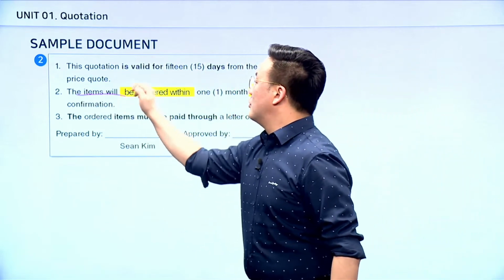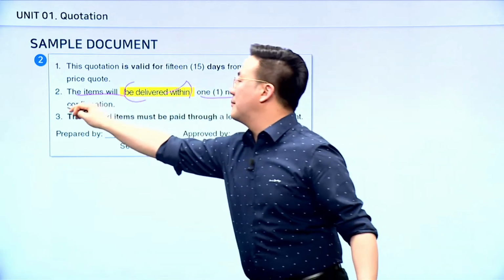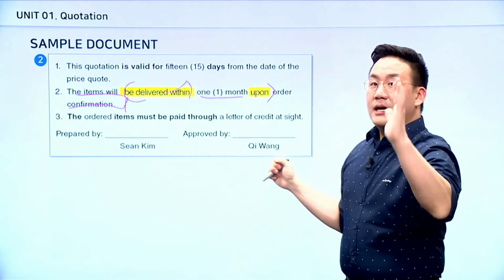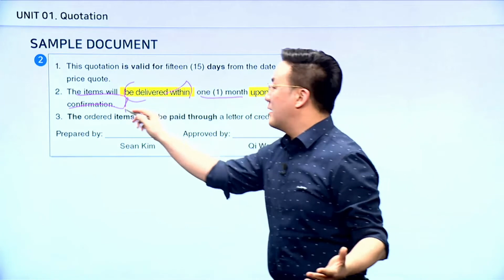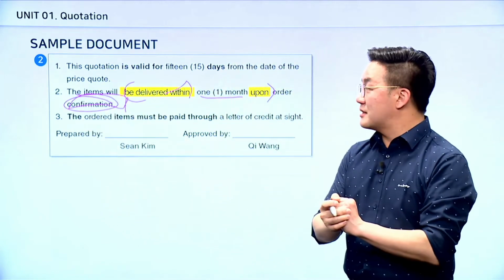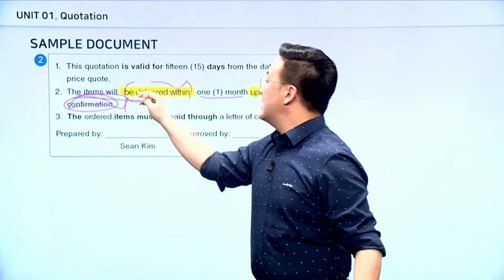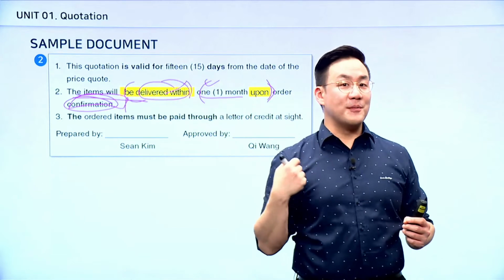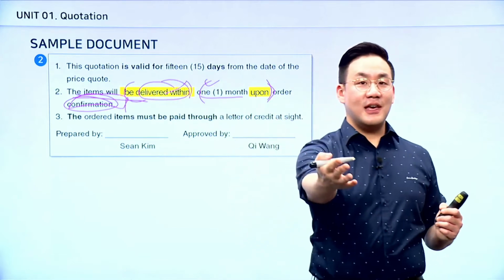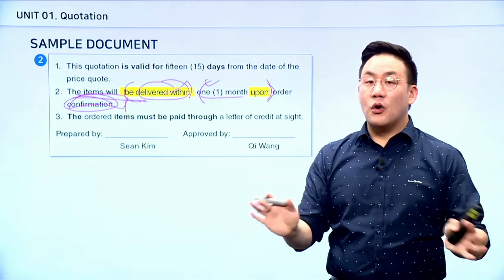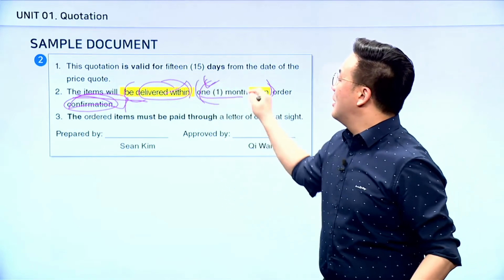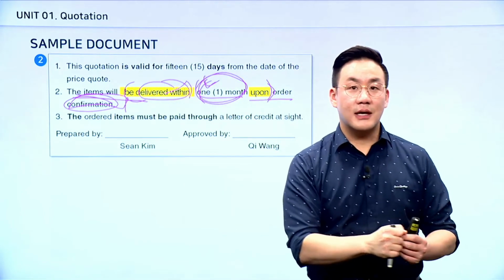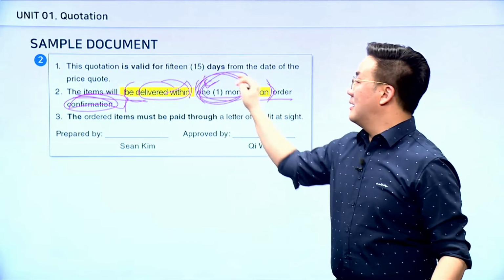The items will be delivered within 1 month upon order confirmation. So you are my client, I give you my quotation, right? When I give you the quotation, when you really like it, you have to give a confirmation. Okay, I'm gonna purchase it, right? Then I will send it to you within 1 month, I promise. But if I give you the thing 5 years later, you won't like it, right? So I promise you 1 month upon confirmation. You say, okay, I'm gonna take it. Then I'm gonna give you something within 1 month, right?